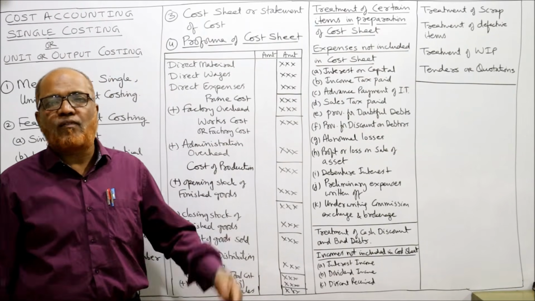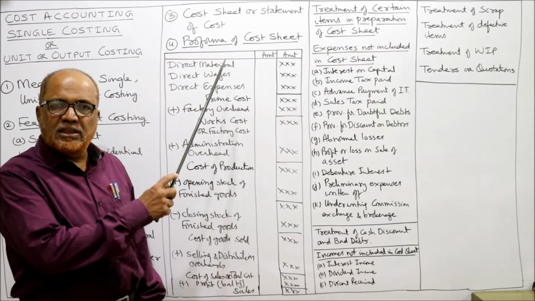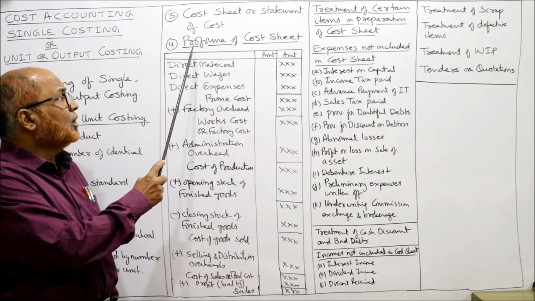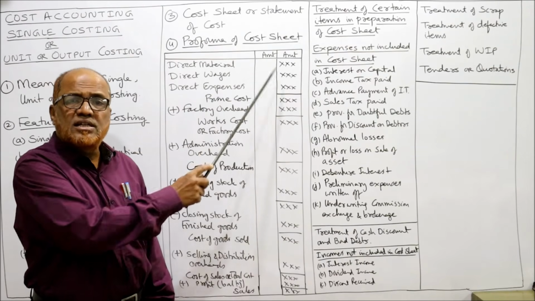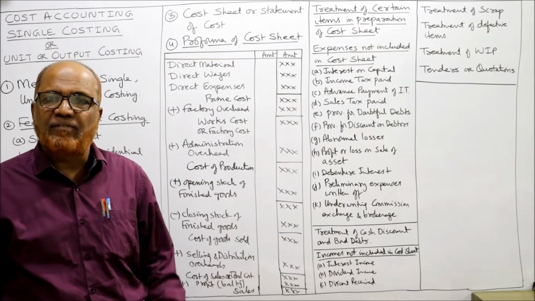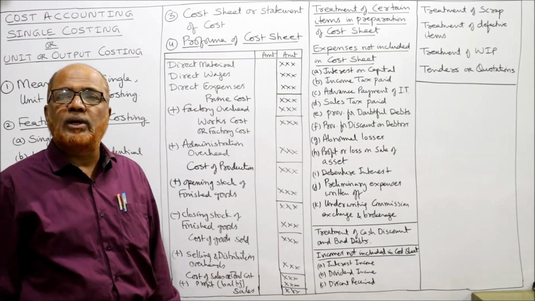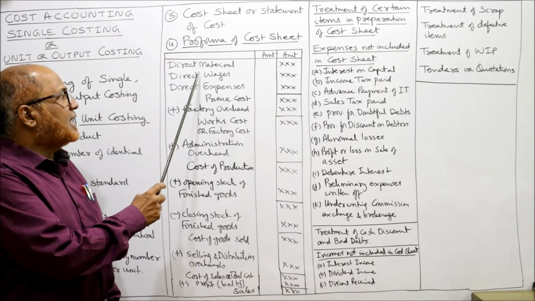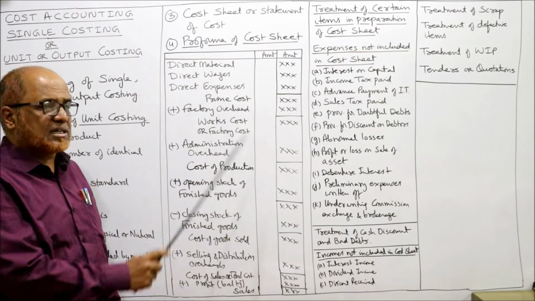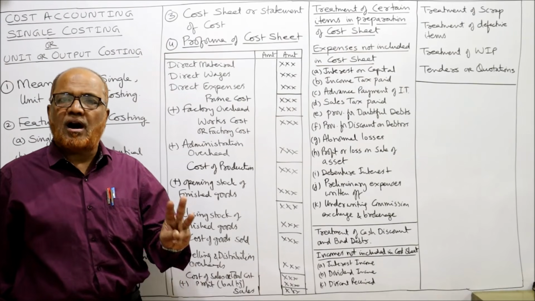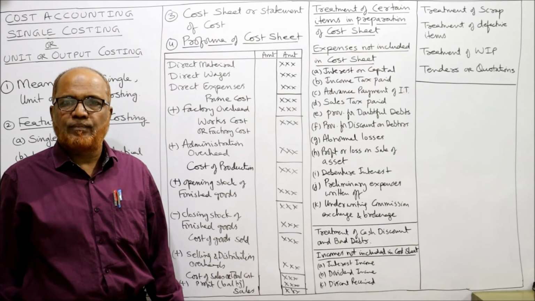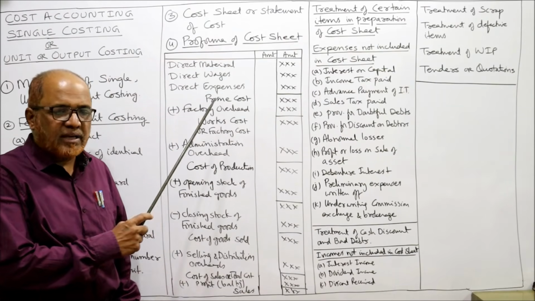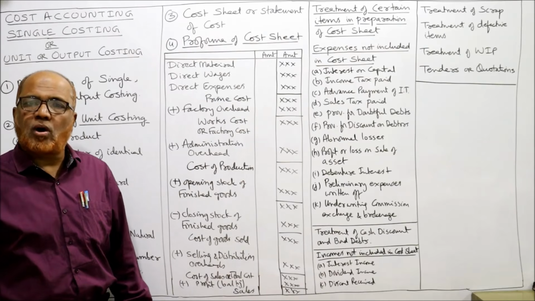A pro forma of the cost sheet is given here. In this format, I am going to solve the problem in the coming video. Remember, it is a statement, not an account having a debit or credit. It's only a statement. Two columns have been opened at the extreme right hand side. Direct material, direct wages and direct expenses: these three are called prime cost. Combine these three, and we get the prime cost.